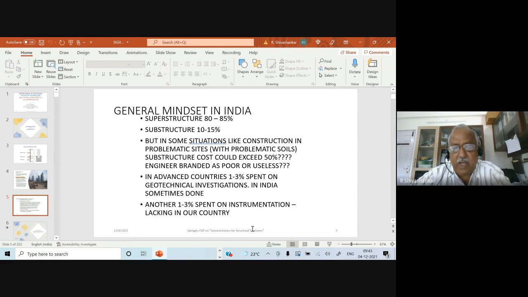That means either we would have over predicted or under predicted, and that's a problem. So we will never learn. So it's always important to have some instrumentation, from the practical point of view and also for improving our knowledge. One such thing is the soil structure interaction.